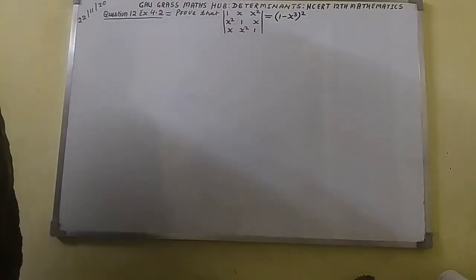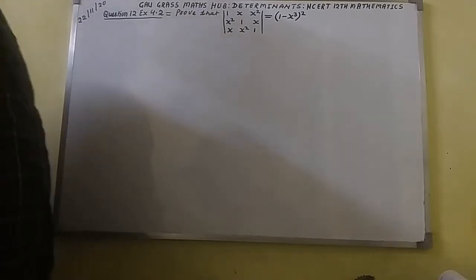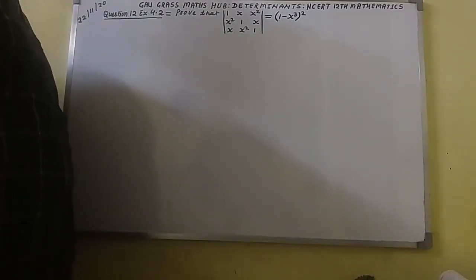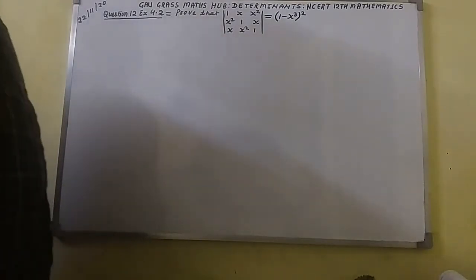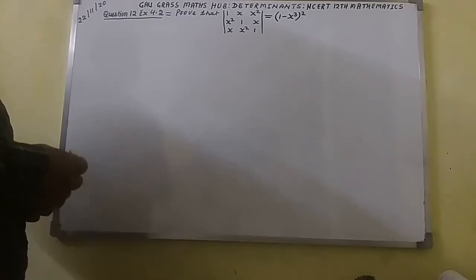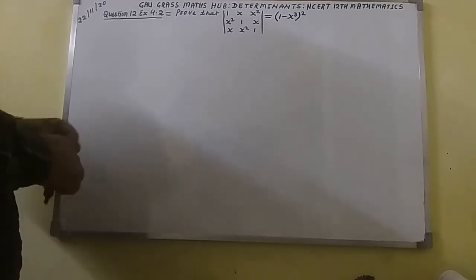I am going to discuss one question that has been taken from chapter 4, Determinants, NCERT 12 Mathematics. That question is question number 12, exercise 4.2: prove that the determinant, with elements of first row 1, x, x square, elements of second row x square, 1, x, and elements of third row x, x square, 1, equals (1 minus x cube) whole square. This is the question about which I am going to discuss here.